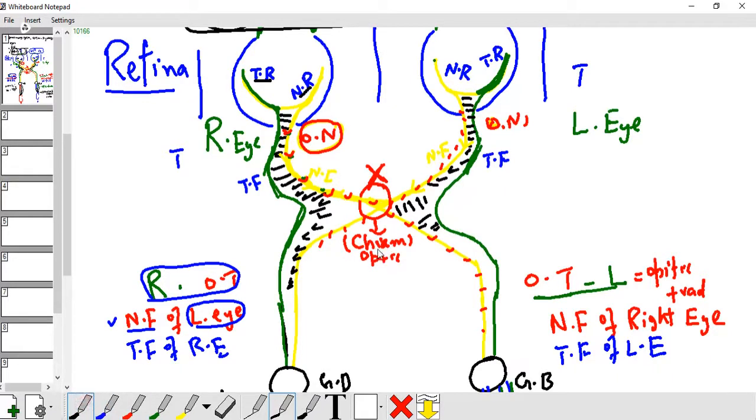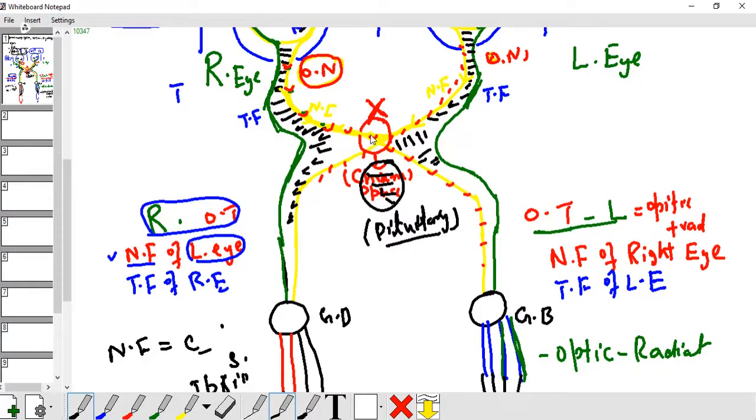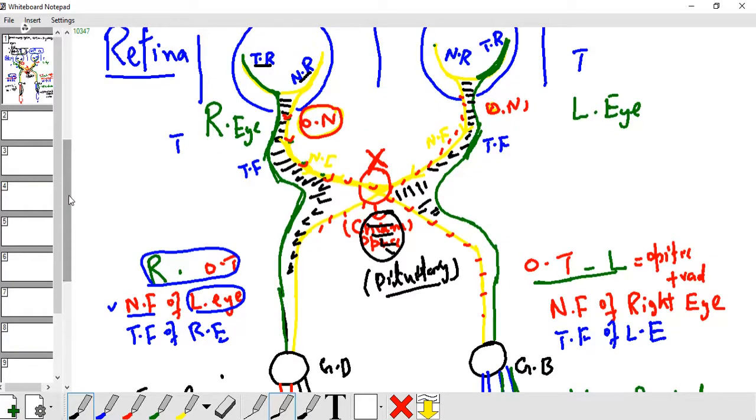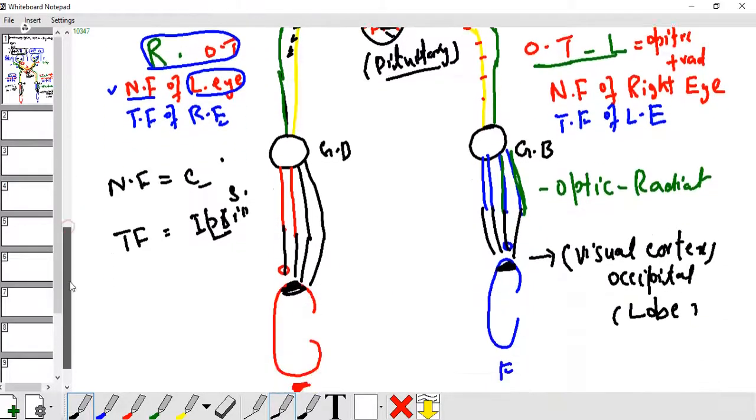The anatomical structure related to the optic chiasm inside the brain is the pituitary gland. So if we have a disease in the pituitary, a mass, damage or injury to the pituitary, it can affect these nasal fibers first, because the nasal fibers form the optic chiasm, which has a relation with the pituitary. So nasal fiber is damaged first. So it's all about the tract here.